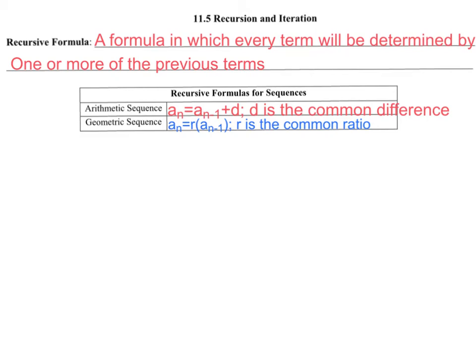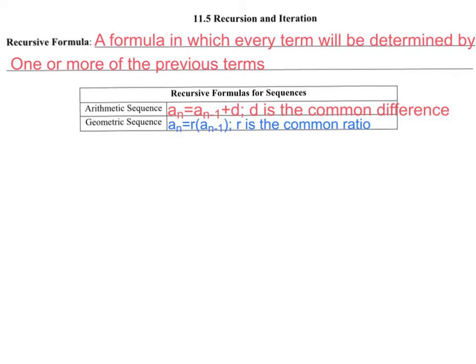This is section 11.5, Recursion and Iteration. A recursive formula is a formula in which every term will be determined by one or more of the previous terms. So, in other words, you're not going to be able to find one term unless you have the terms before it. We have a couple of formulas we're going to be using.